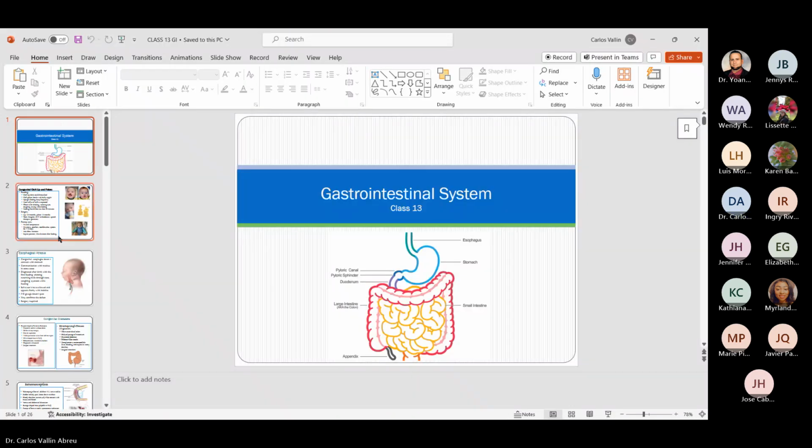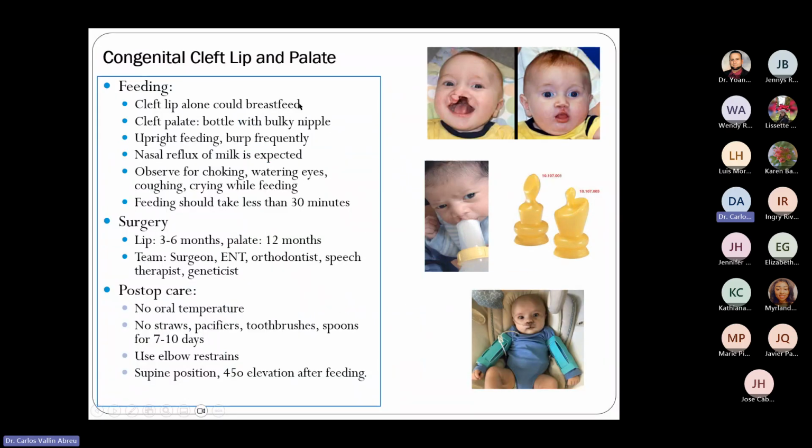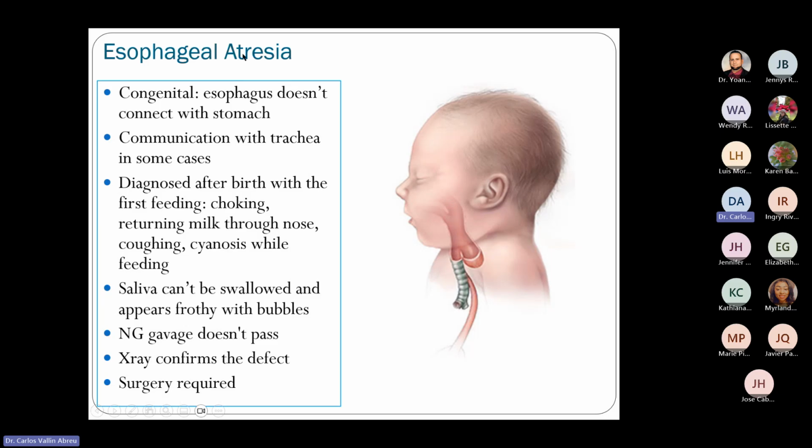Of the pathology of GI, please don't forget that in NCLEX at least we are going to be tested about pediatrics. The cleft lip, mainly oriented in how we feed those kids with those bulky nipples, and how the surgery corrects the defects, and we need to care for the child after the procedure. Of the congenital malformations, also study esophageal atresia.